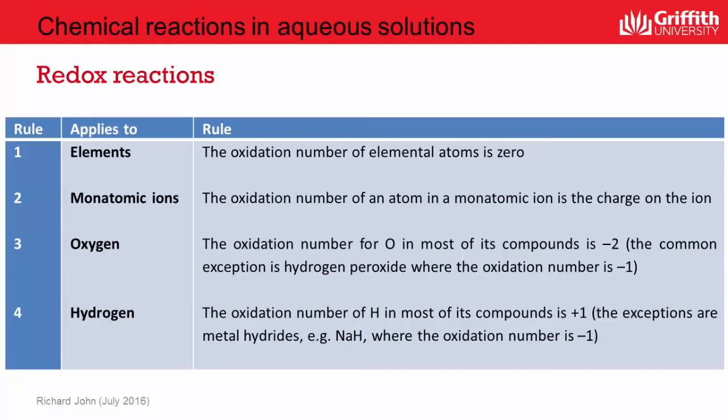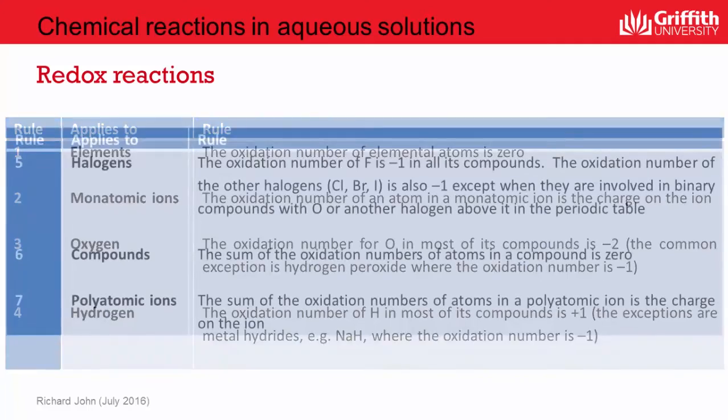For oxygen-containing compounds, the oxidation number for oxygen is -2 in just about all of its compounds, the main exception being hydrogen peroxide, but we'll rarely have to deal with that exception. Similarly, the oxidation number for hydrogen in its compounds is +1, with the very rare exceptions of the metal hydrides, and again, we don't often come across those.